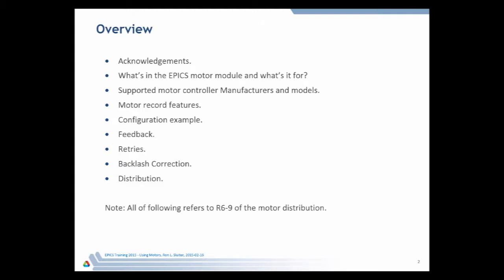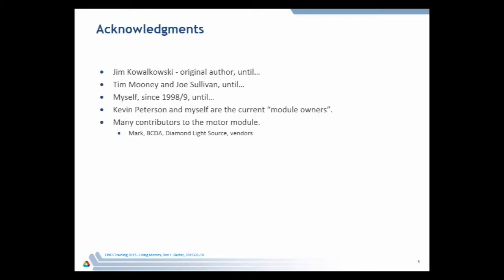So initially I'm going to talk about the motor module itself and the distribution, and I'm going to narrow down to just the motor record itself, what features it has. Then we're going to go through some configuration examples, talk about the specifics of feedback, the retry features, backlash correction, and then finally I'll talk a little bit about the distribution and a little bit of how you configure the motor module for builds. And so this is all the contents here, using the latest release of the motor record.